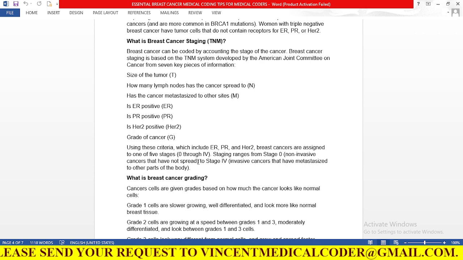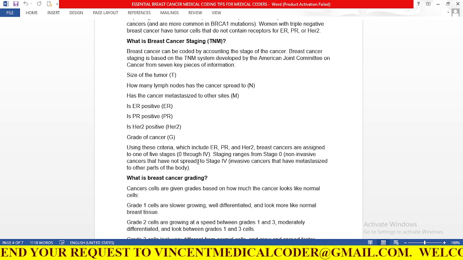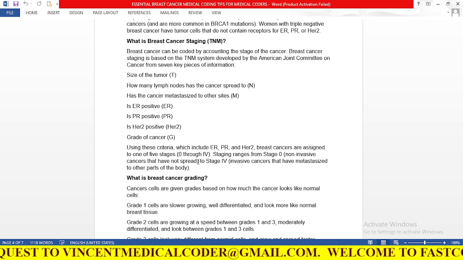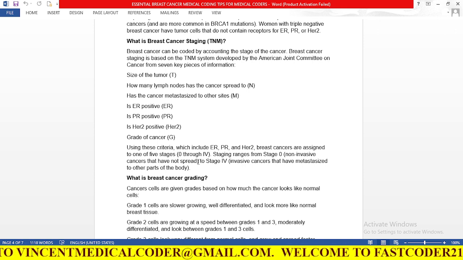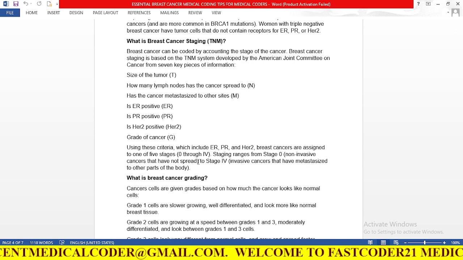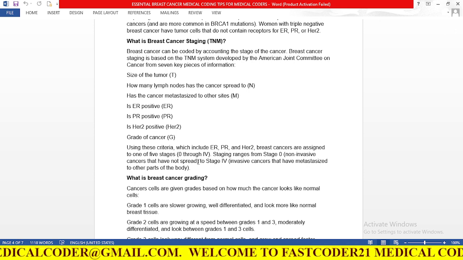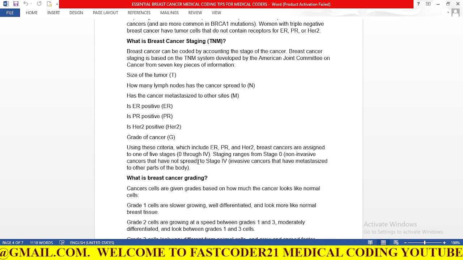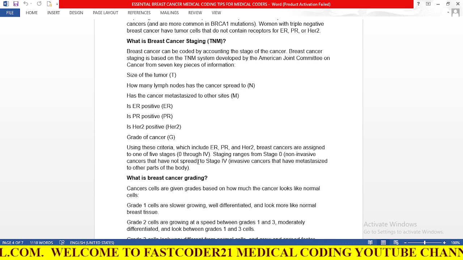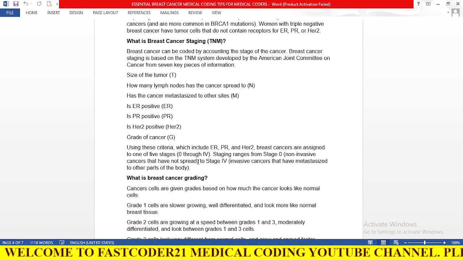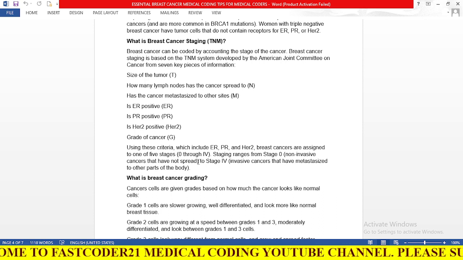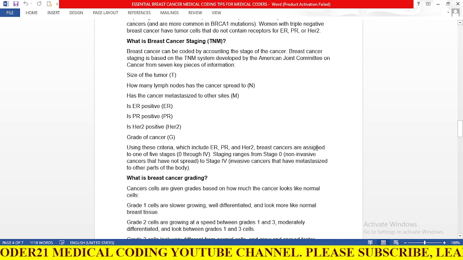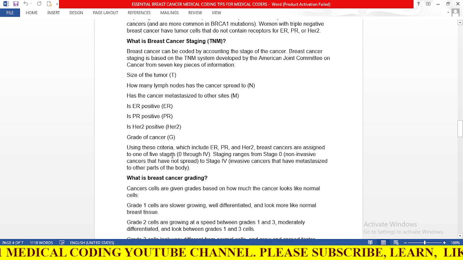So T means the size of the tumor, N means whether it has spread to lymph nodes, and M means whether it has metastasized to other sites. Next are ER positive, PR positive, HER2 positive, and the grade of the cancer. So based on these 7 criteria, they have made the TNM classification. Using these criteria, which include ER, PR and HER2, breast cancers are assigned to one of 5 stages.